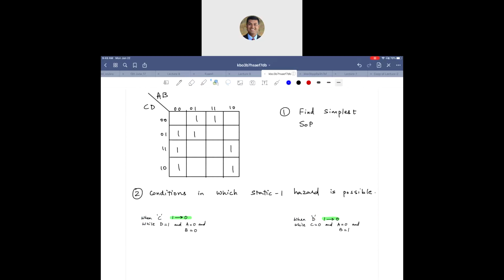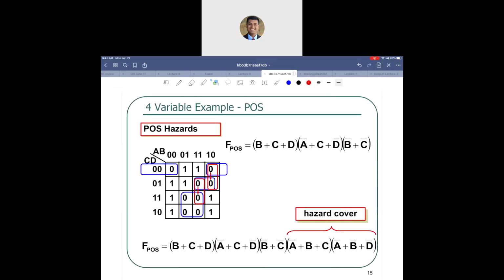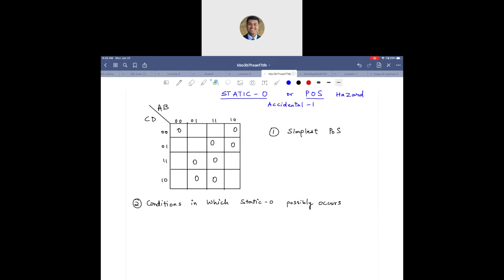All right, so simplest forms. This is the same example as before. Simplest form was this. And then RPIs were there. Actually, let's do this example not from the slide, but in detail. So right now we are looking at the static zero hazard, or the product of sum hazard, which could cause an accidental 1 in the output.